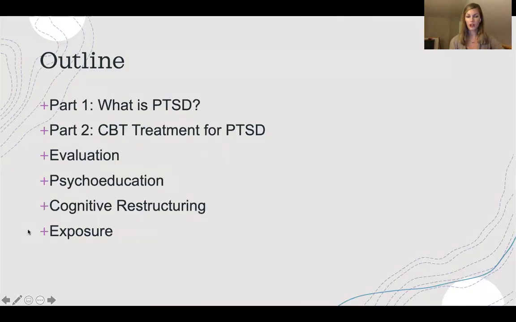So the outline for part two: in part one, we looked at what is PTSD. In part two, we're going to look at a couple of different cognitive behavioral therapy techniques for the treatment of post-traumatic stress disorder. So we'll start by looking at evaluation, then we'll discuss psychoeducation, and then cognitive restructuring and exposure.